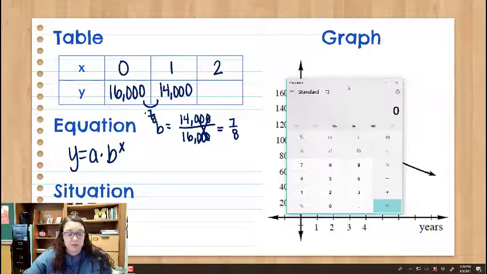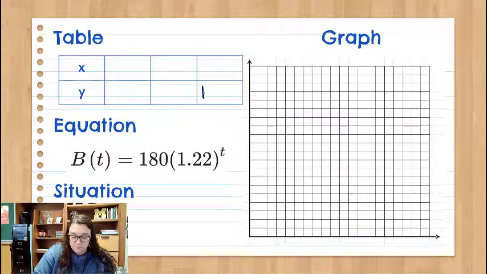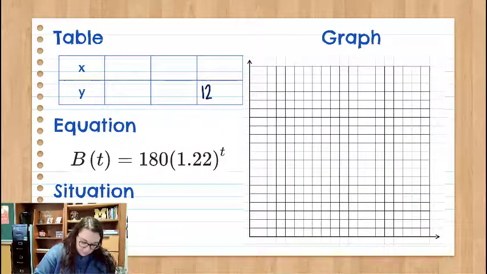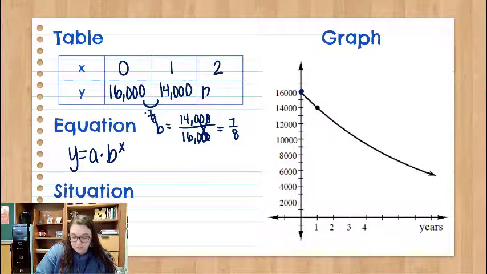I can find my next one if I use 7/8. Let me grab a calculator. First, I'll put in 7/8 to get my decimal, and then I'll multiply by the last number I had, 14,000. My next number should be 12,250. Okay, and then my equation I can finish out.